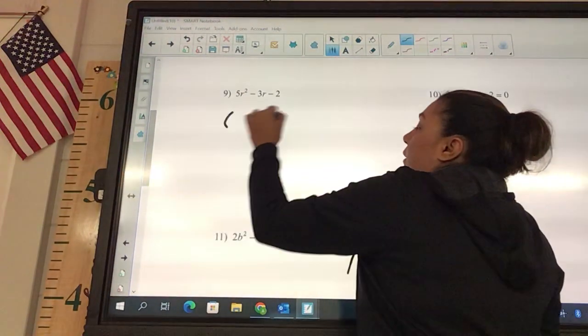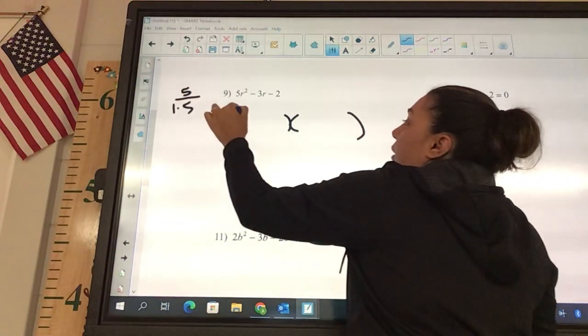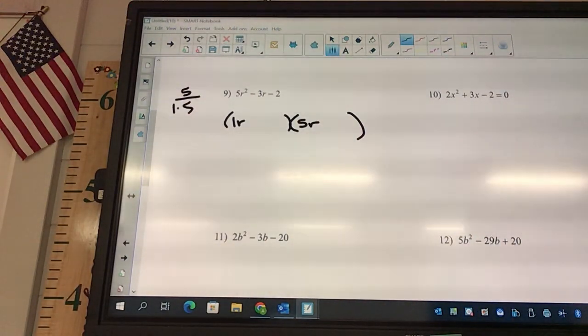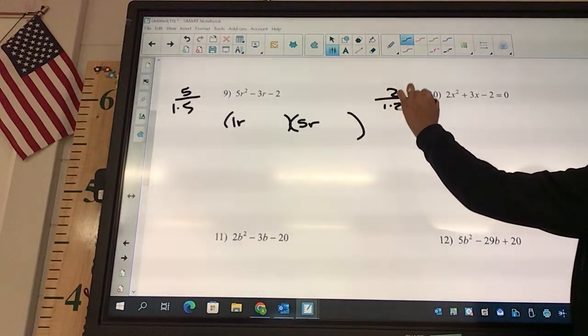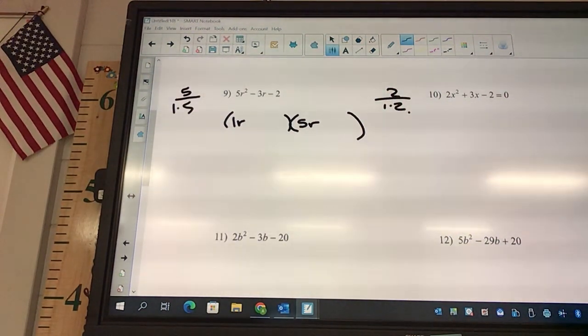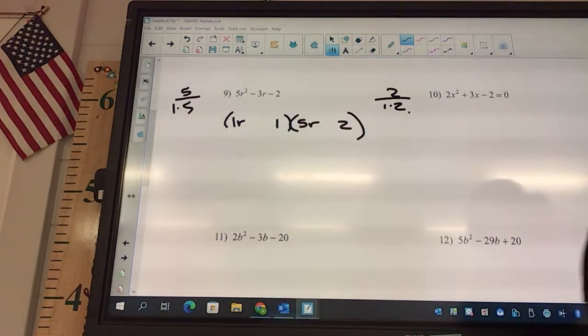Okay, 9. Our number is a 5, so we're going to say 1 and 5. So we got 1r, 5r. And our ending number is a 2, so it's going to be 1 times 2. Do you want to do 1 then 2 or 2 then 1? 1 then 2. Okay, what are you going to get for the outer?